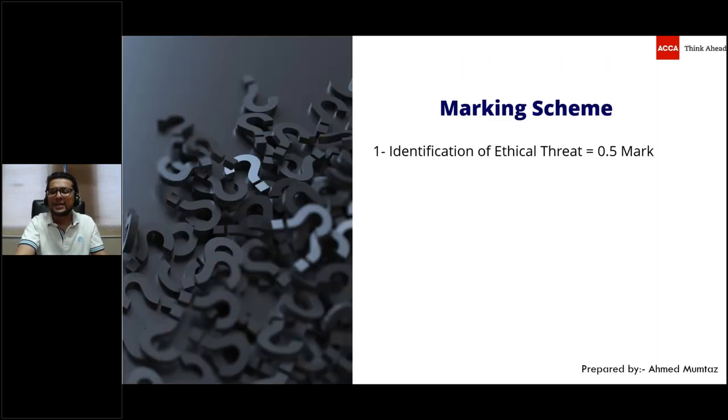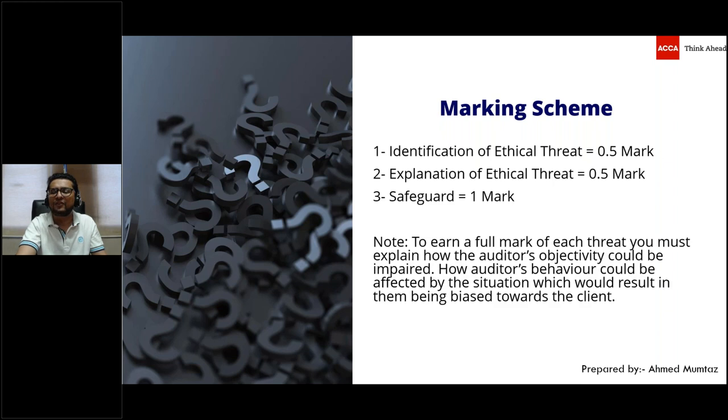What's the marking scheme? The identification of an ethical threat will give you half a mark. The explanation of the ethical threat will give you another half mark, and the safeguard will give you 1 mark. To earn a full mark for each threat, you must explain. So if you are going to identify the ethical threat from the question, it's not enough. You have to explain it. How are you going to explain it? You must explain how the auditor's objectivity or independence could be compromised because of this situation, how the auditor's behavior could be adversely affected, how the auditor could become biased because of this situation. So you must explain the ethical threats.